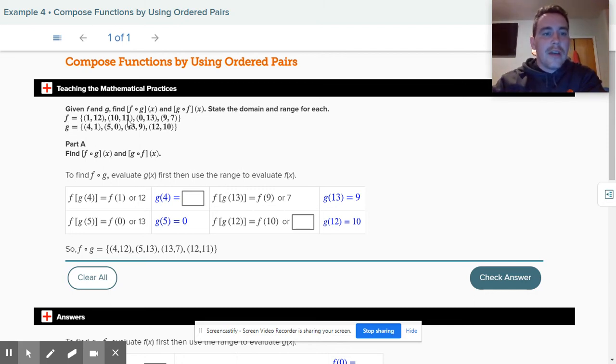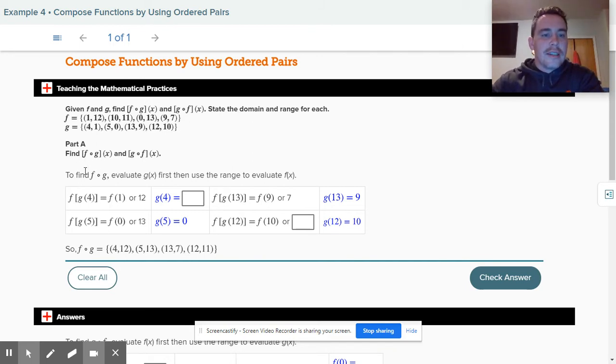So it gives us a list of the values for f of x. So we got 1, 12, 10, 11, 0, 13, and 9, 7. G is 4, 1, 5, 0, 13, 9, 12, 10.